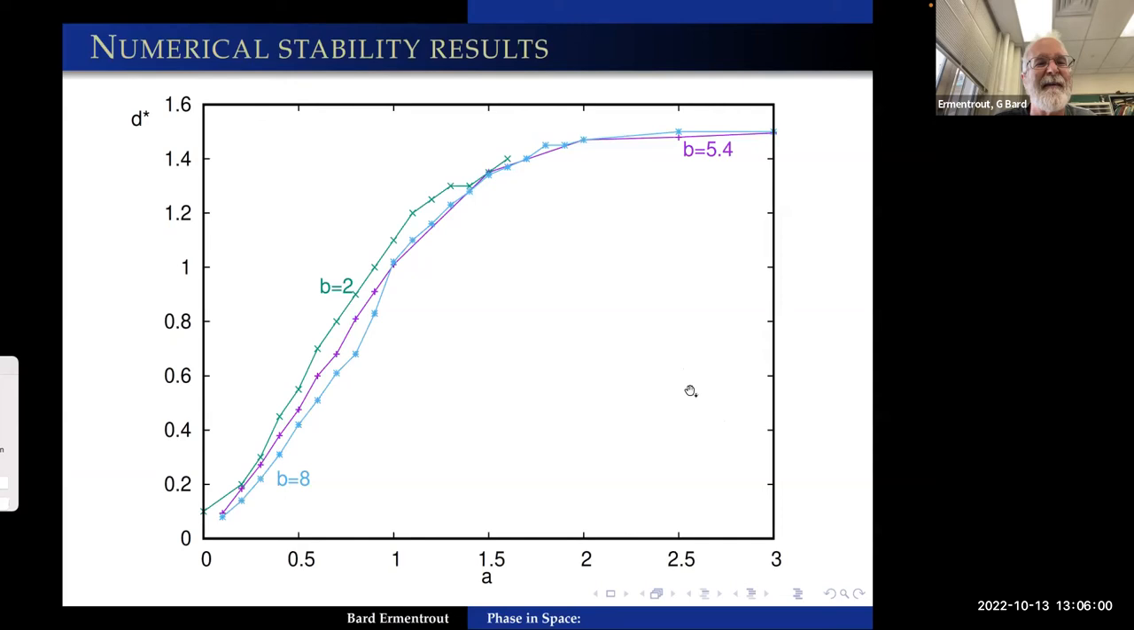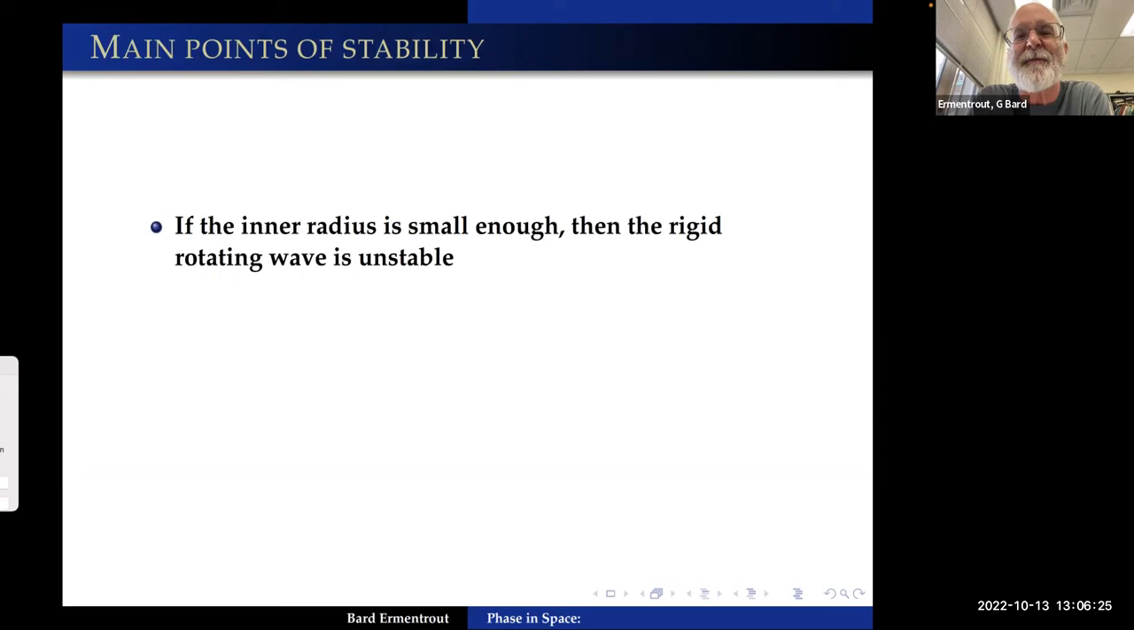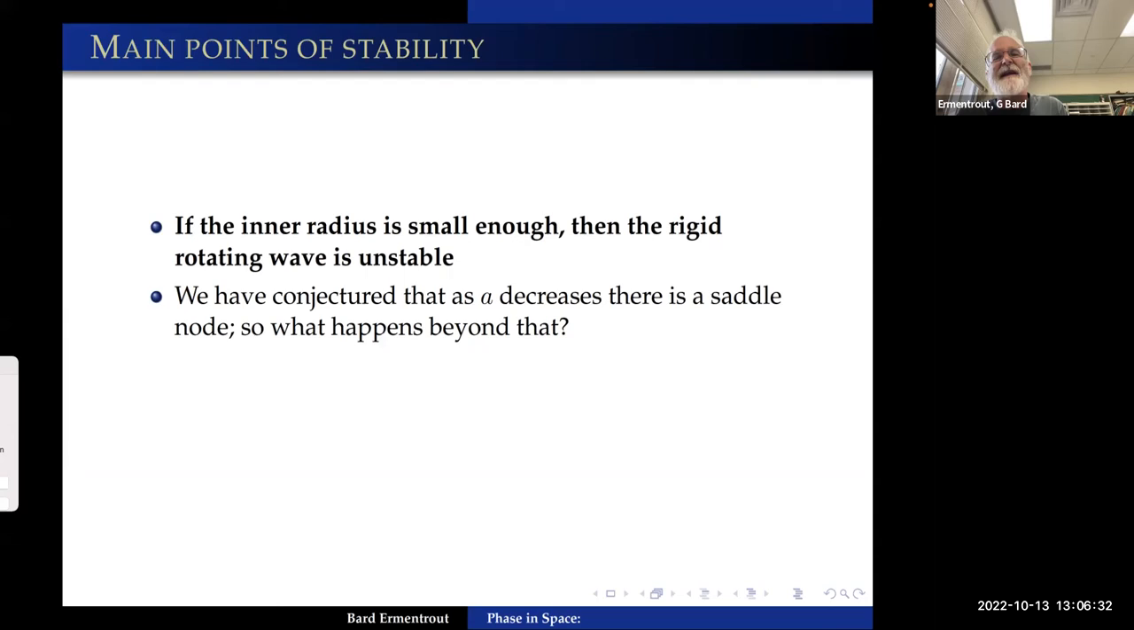So basically, everywhere in this region is a stable spiral, and there's a saddle node along here. And then out here, the spiral doesn't exist anymore. All right, the rigid spiral doesn't exist. We'll see some really cool stuff happens there. So the main points: if the inner radius is small enough, then the rigid rotating wave is unstable. We've conjectured that as A decreases, the inner radius decreases, there's a saddle node. So what happens beyond that? To answer this, what we do is solve the full integral equation on an annulus, okay?